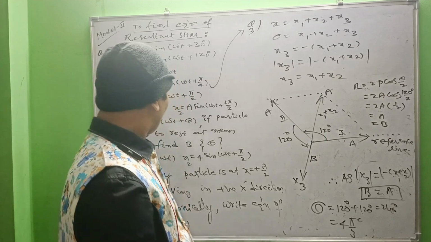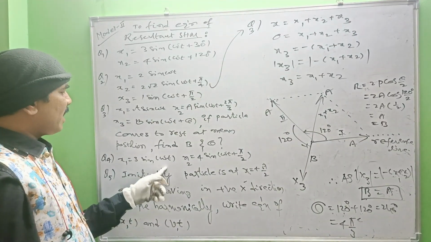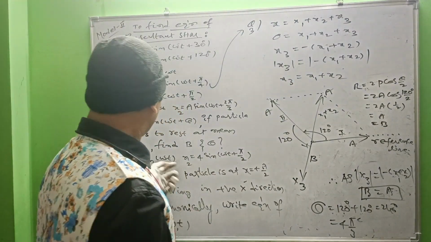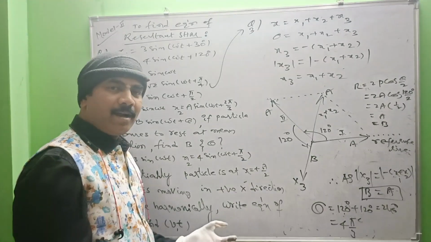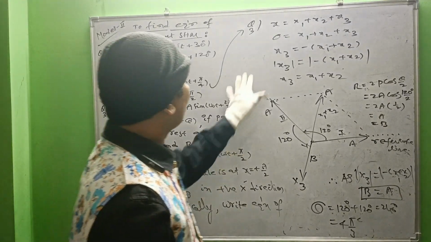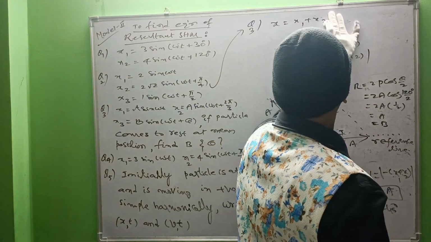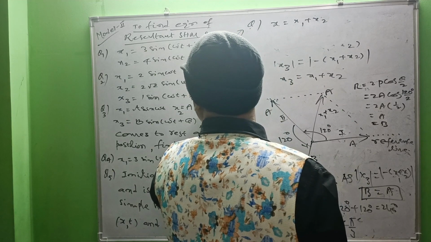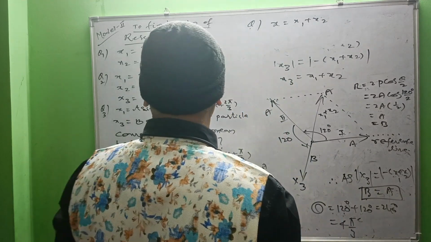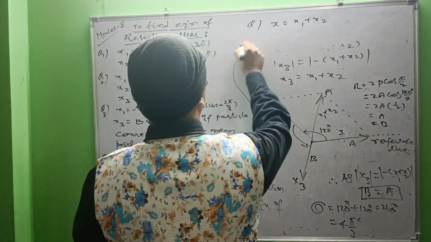Okay. Now coming to the next one. x1 equal 3 sin omega t and x2 equal 4 sin omega t plus pi by 2. This is the given question. Now we need to find the expression for the resultant oscillation. So resultant oscillation means x equal x1 plus x2. Question number 3 completed. Question number 4.